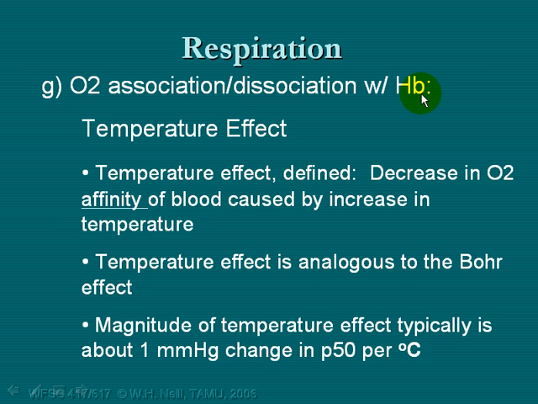There are effects of temperature on oxygen association, dissociation, as there are on nearly everything else that goes on. The effect of the temperature change is analogous to the Bohr shift, but it's not a Bohr shift, it's a temperature shift. It has to do with a decrease in the oxygen affinity of the blood caused by an increase in the temperature, sort of analogous to a decrease in the oxygen affinity caused by an increase in PCO2. The PCO2 thing is a Bohr shift, but the temperature thing is just a temperature shift. The magnitude of the temperature effect typically is about 1 millimeter mercury change in P50 per degree. So for every degree of increase in temperature, you get about a 1 millimeter mercury shift in the P50.